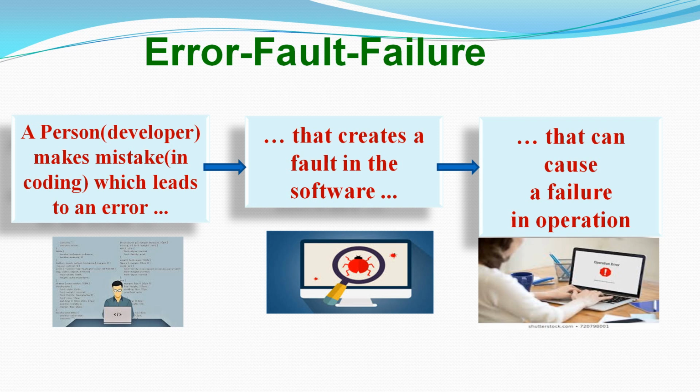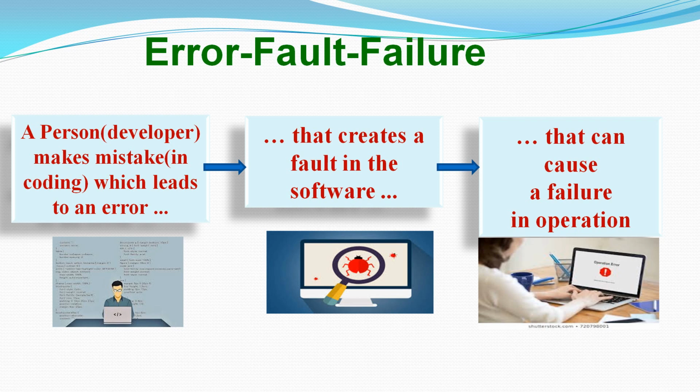The mistake will lead to an error, and as this error is present in the code, this error will create a fault in the software. Here the fault is nothing but the defect. This error will create a defect in the software. This fault is nothing but the defect. The defect is also called a bug. This bug is also called an issue. This issue is also called an anomaly.